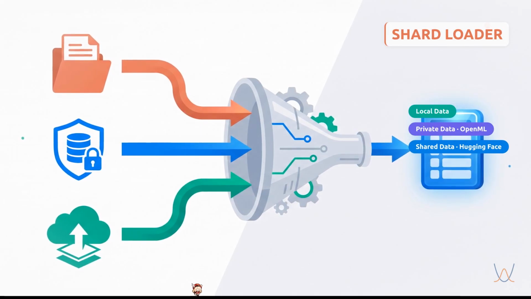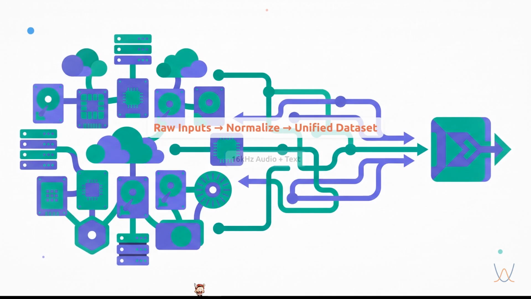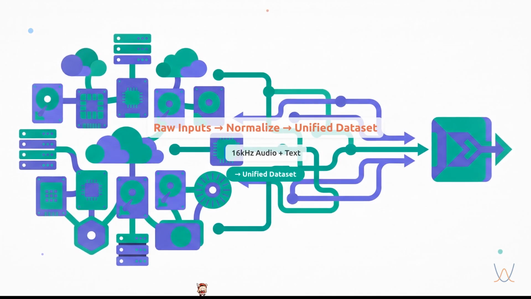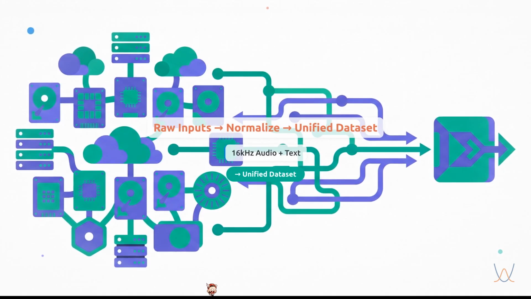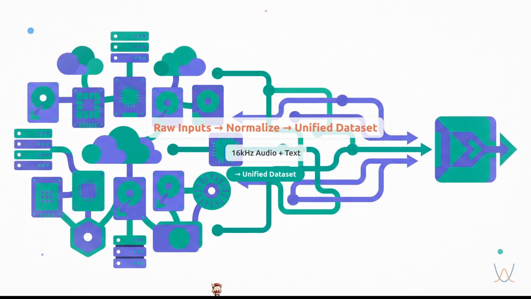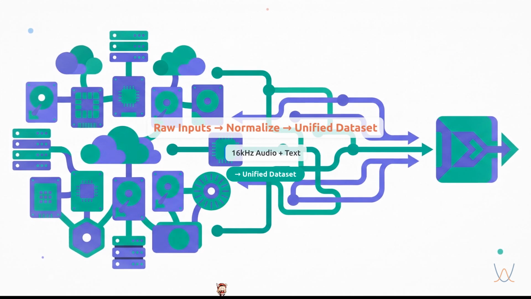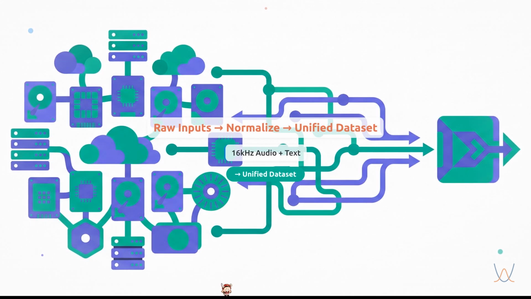In future versions, it becomes a full multi-source data pipeline, pulling from local data, private data within OpenML, and shared datasets from Hugging Face. It takes all these raw inputs, normalizes them into a standard format, 16 kilohertz audio paired with text, and outputs a single unified dataset that the trainer can consume without caring where the data came from.